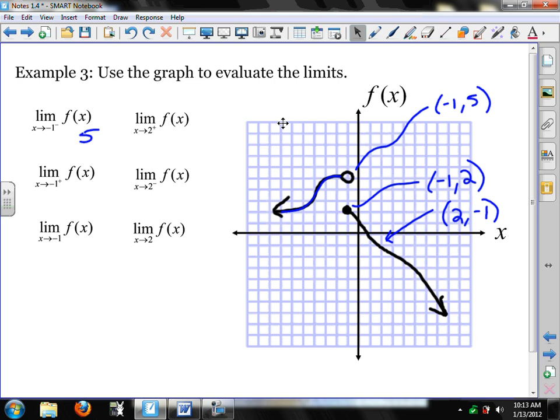For the second one down there, the limit as x approaches -1 from the right. So now I want to approach -1 from the right, and only the right. The y value approaches 2. Since those two things are not equal to each other, as I approach from the left and as I approach from the right, I get 2 different y values. We've done this before. The limit as x approaches -1 of f of x does not exist.